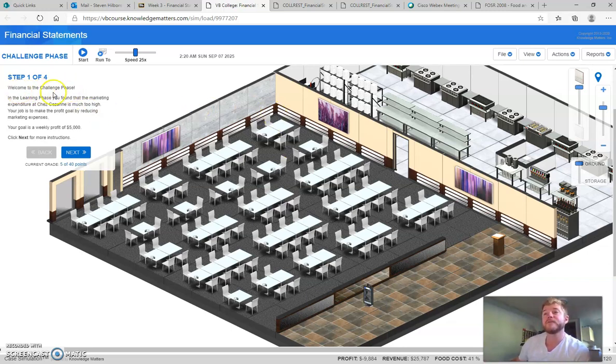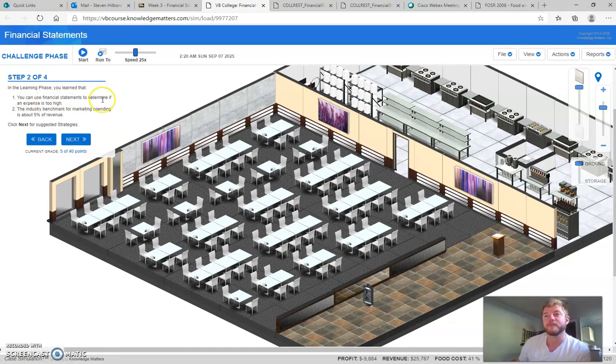So here, your very first step, it says, in the learning phase, you found that the marketing expenditure at Chez Cezanne is much too high. Your goal is to make a weekly profit of about $5,000. So you go through the instructions. You want to look at their financial statements to determine if your expense is too high, and the benchmark is about 5% of revenue. But the higher the revenue, the more you can spend.